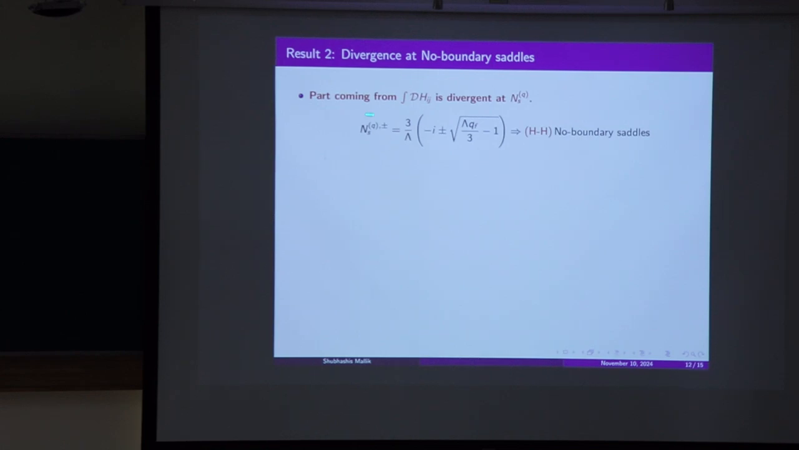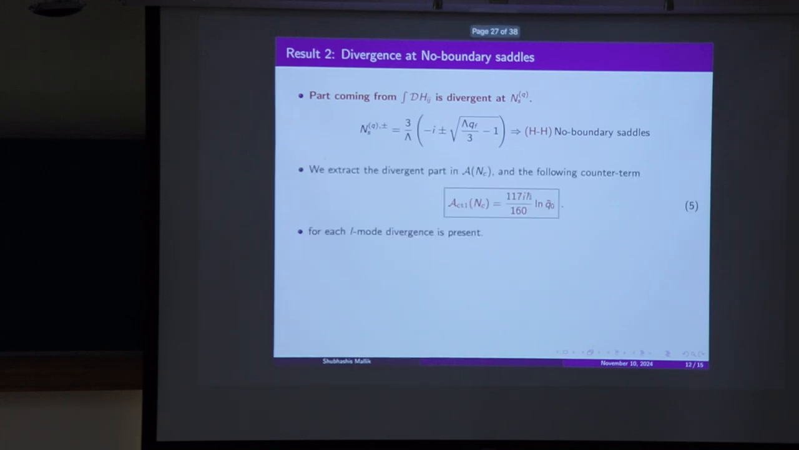Now the problem is this: in the quantum correction section, the part coming from this H_ij is divergent at the no boundary saddles. This is the expression for the no boundary saddles, the Hartle-Hawking. I will stick to Hartle-Hawking because it gives the dominant contribution to the path integral. So we have to extract the divergent piece from this A. This utilizes the asymptotic forms of various hypergeometric functions. We separate the divergent piece and the finite piece, and we remove this divergent piece by adding this counter term.